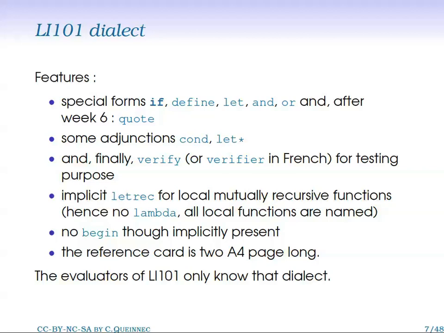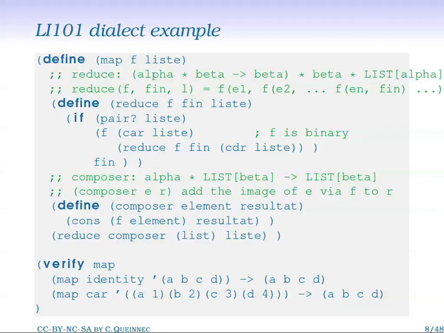There is no begin, and the definition of the dialect is only two A4 pages long. You can just take it, put it under your pillow, and it will infuse in your brain very easily. We have some evaluators of the dialect, and they only know that dialect. So they refuse anything with weird functions or features that exist in Scheme but are not in that subset.